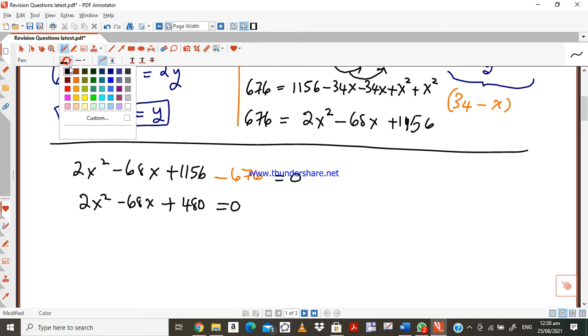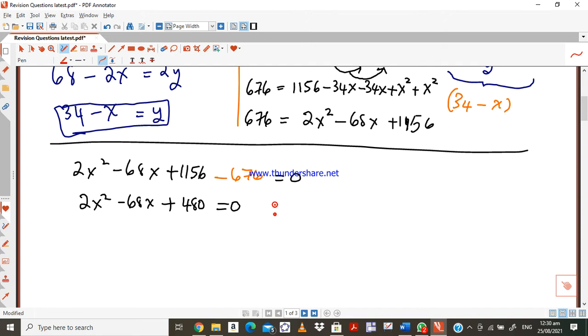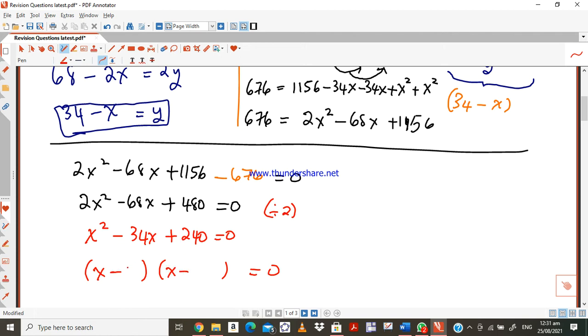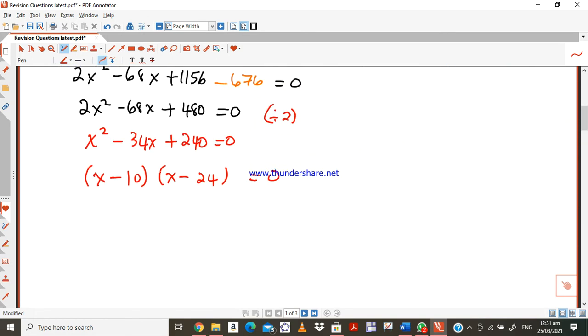And well, this equation you can definitely divide by 2. So x squared minus 34x plus 240 is equal to 0. So again, this equation would factorize. Okay, and I hope you're still familiar with the method of factorization. That's a positive, so those two will be negative. The numbers are 10 and 24. All right, you can go ahead and use the quadratic formula or whatever you are happy with.